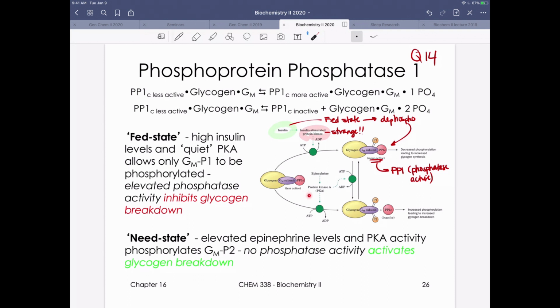What's important to highlight here, because it's something we've seen before, is that PKA will phosphorylate this PP1 complex as well, and it makes it inactive. So the net makes sense for our logic check. A fed state signal is going to activate our phosphatase. A need state signal and pathway is going to inactivate our phosphatase. So the net product makes sense. How we get there can be a little bit confusing.